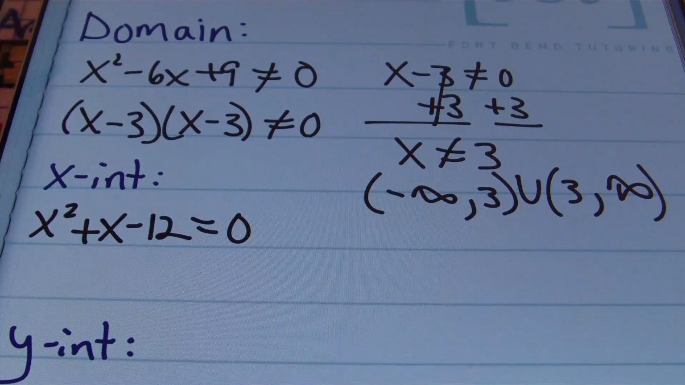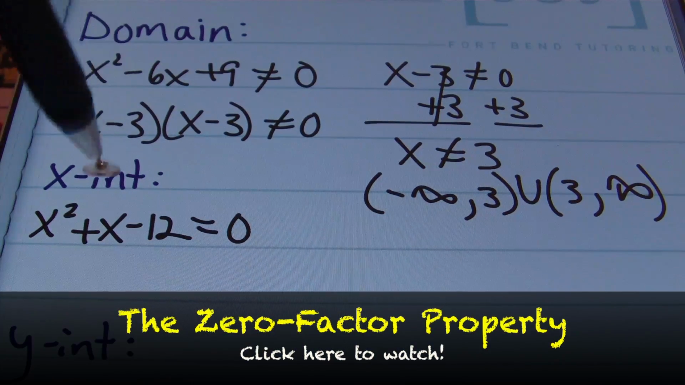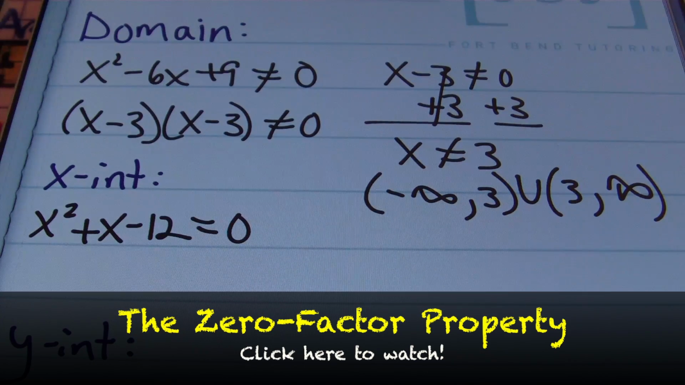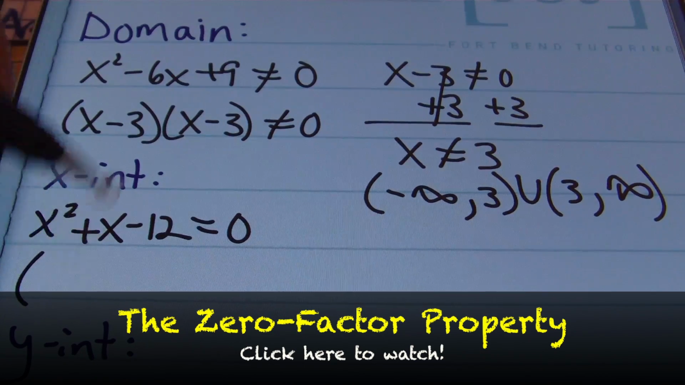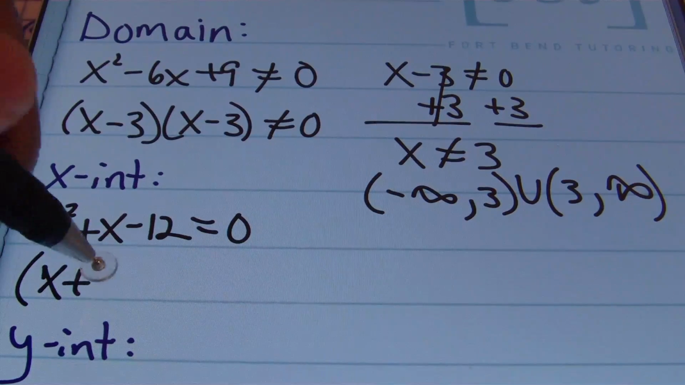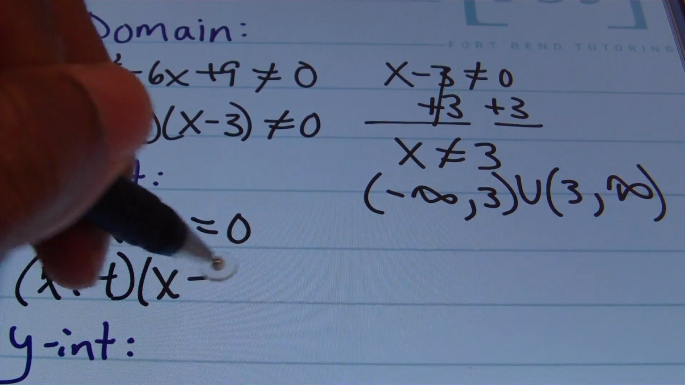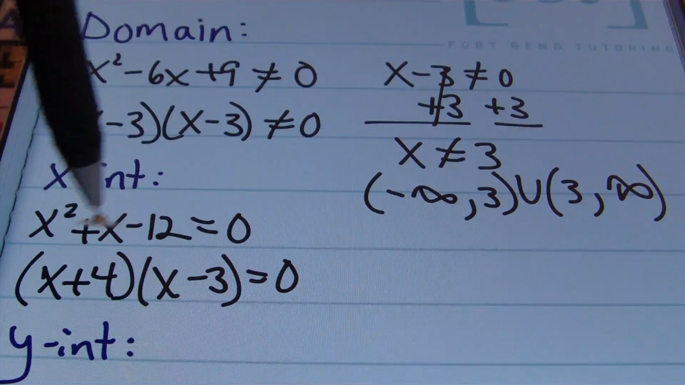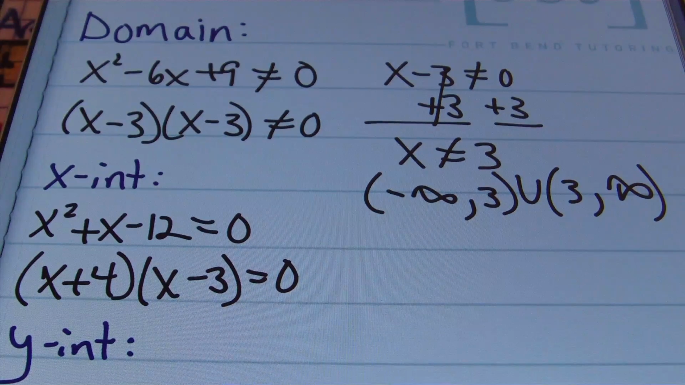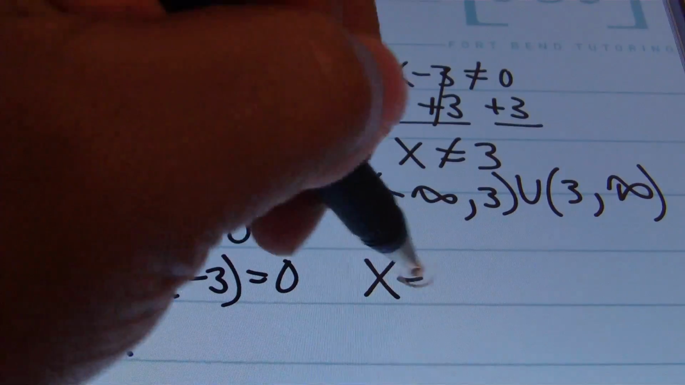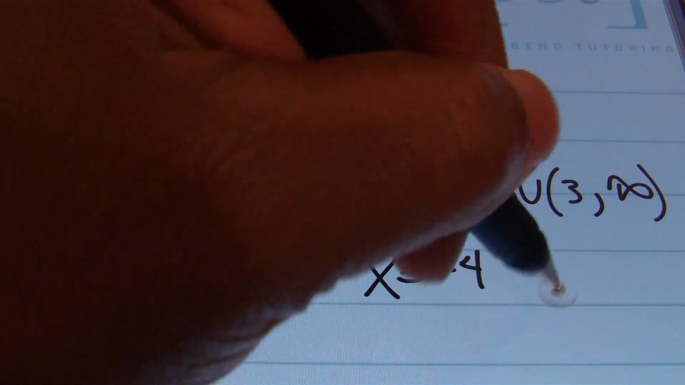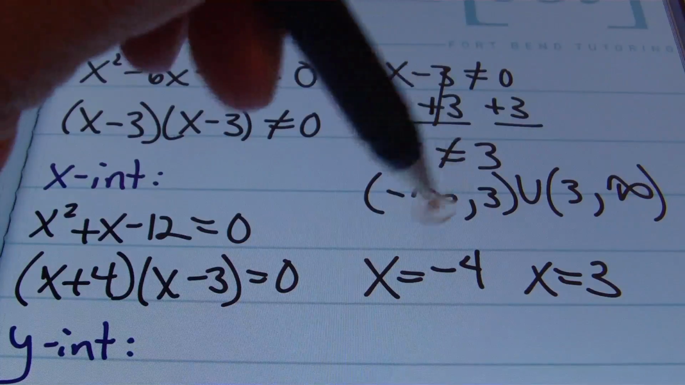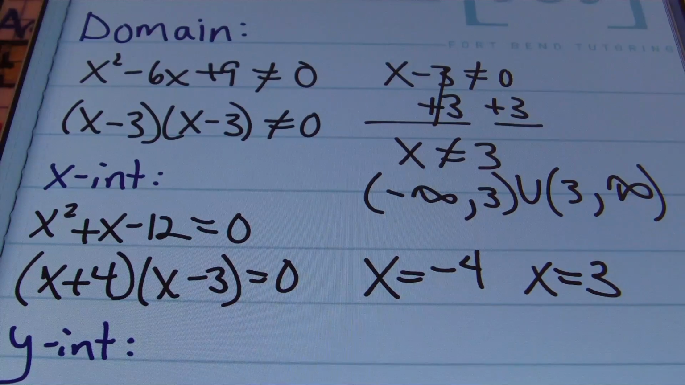So that means I'll be taking x squared plus x minus 12, setting that equal to 0, and of course I'll use the zero factor property. I'll factor this, set each factor equal to 0, and solve. I have a factorization of x plus 4 times x minus 3 equal to 0. After setting each factor equal to 0 and solving, you'll find that x equals negative 4 and x equals positive 3. And these are my potential x-intercepts.